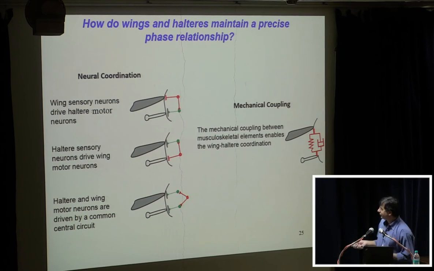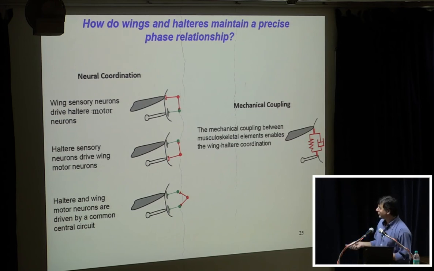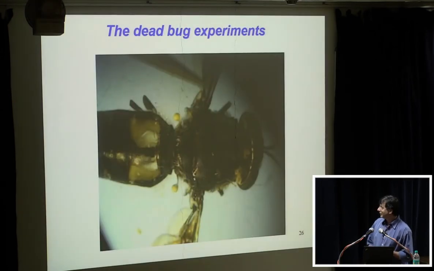Maybe this is mechanical coupling, in which case you don't need the nervous system. All you need is mechanical connections that cause one to go up and the other to go down. And this is an easier hypothesis to test, because all you have to do is wait for the insect to die and then work on a dead insect. So that led to a series of experiments which we called the dead bug experiments.